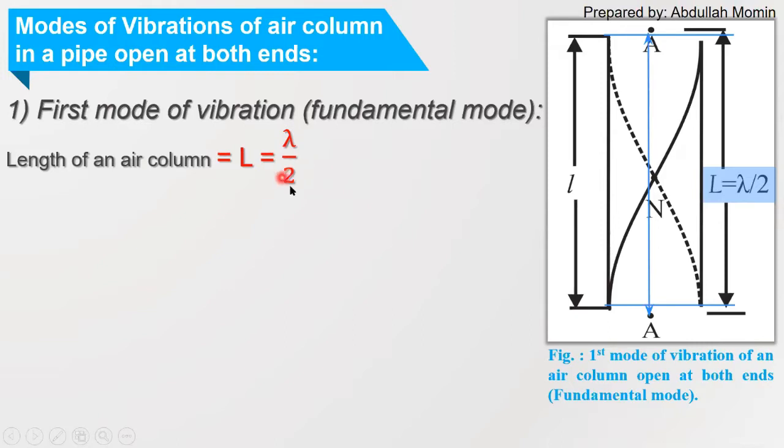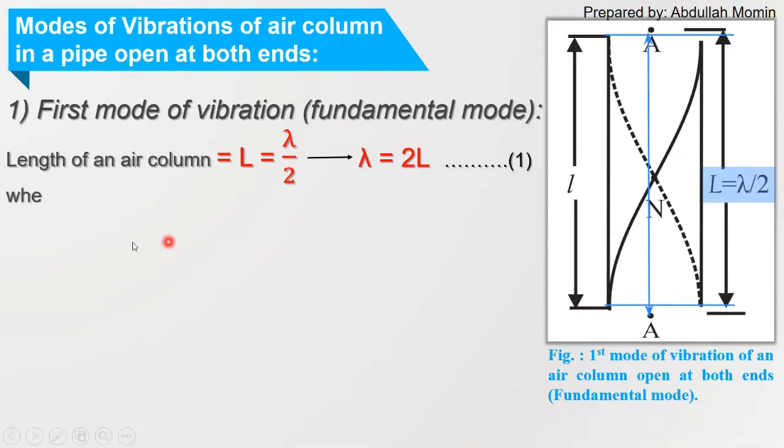Now if this 2 is in division with lambda, when it goes to the other side of the equation, it can be written as lambda is equal to 2L. This is your equation number 1.